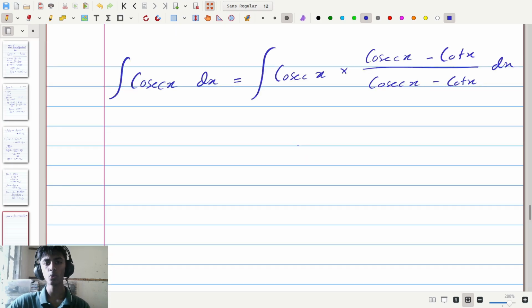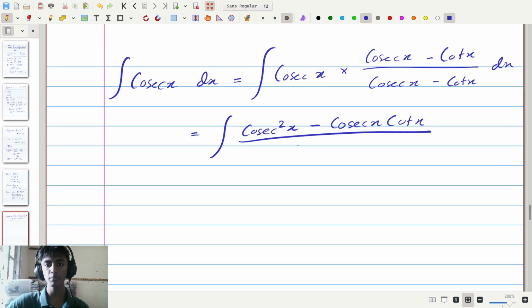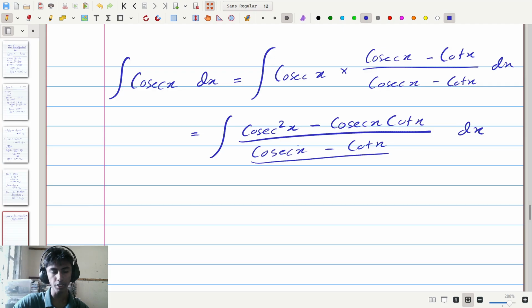Continuing, however, we can see that if we multiply the cosecant of x to the top bit here, we have the integral of cosecant squared x minus cosecant x cotangent of x, divided by cosecant of x minus the cotangent of x. Unsurprisingly, the thing on top is actually the derivative of the thing on the denominator.